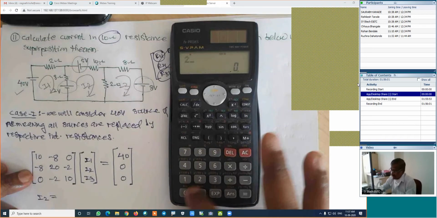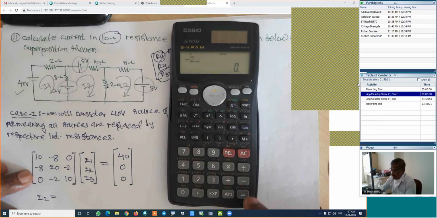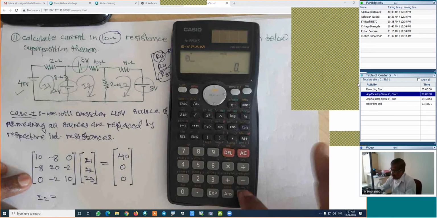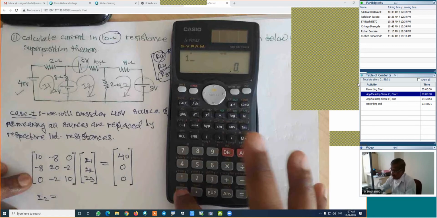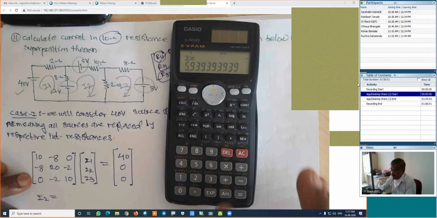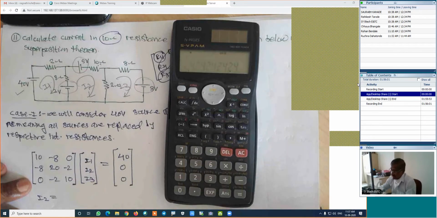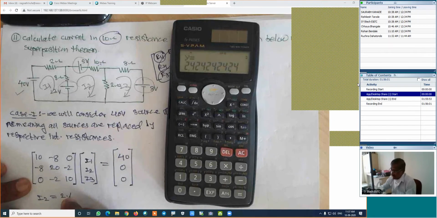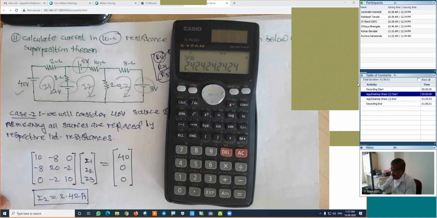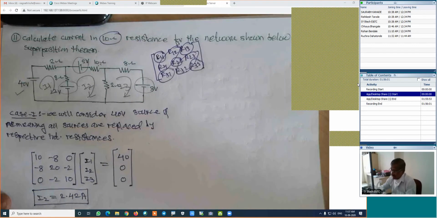Then it is 20. Then minus 2. Then 0. Then A3 is 0. Then it is minus 2. Then it is 10. Then it is 0. Then here the value of I1 is 5.93. We are not interested. I2 is 2.42. I will copy that. 2.42 amperes is the current in the required branch for case 1. Is it right? Now I will consider case 2.